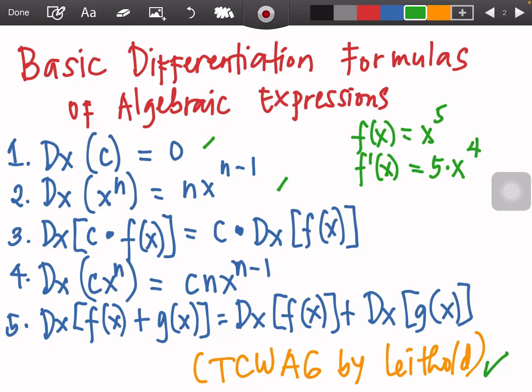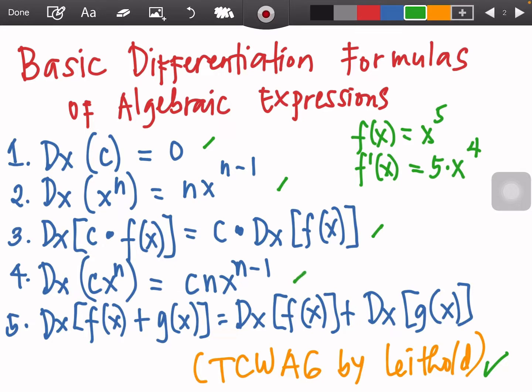Then the third differentiation formula states that the derivative of a constant times a function is equal to c times the derivative of the given function. That means you simply write down or copy the value of the constant multiplied by the derivative of the given function.